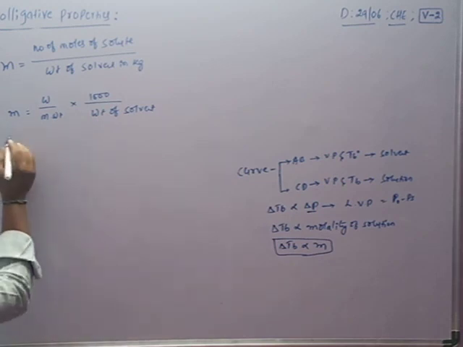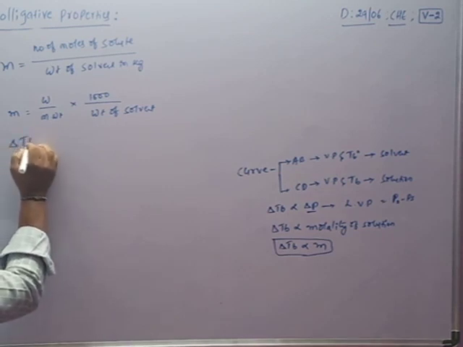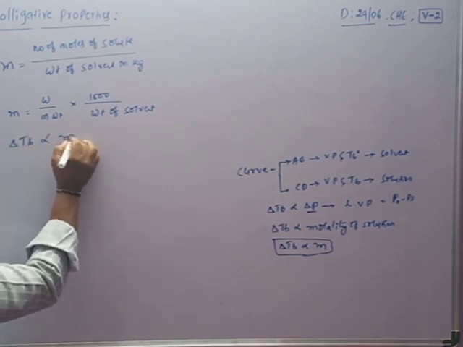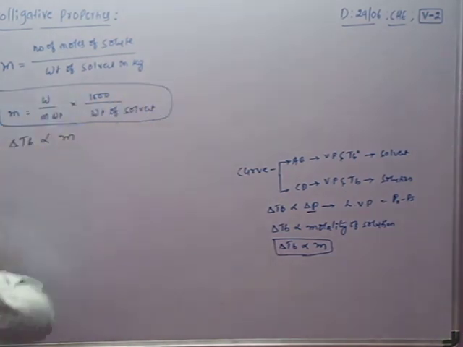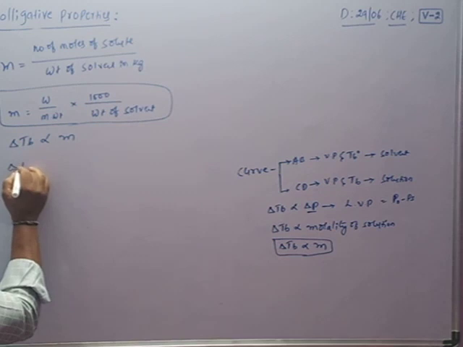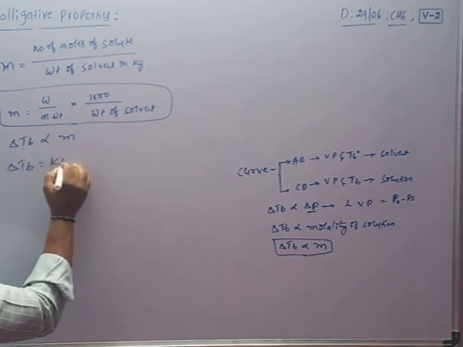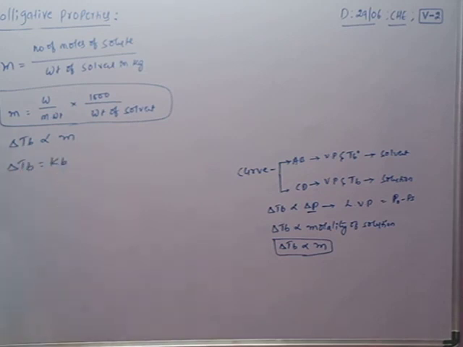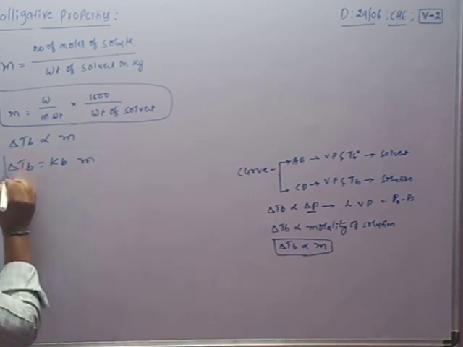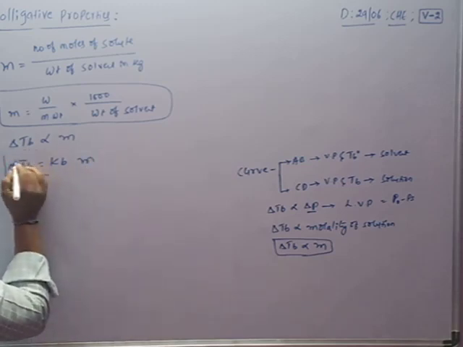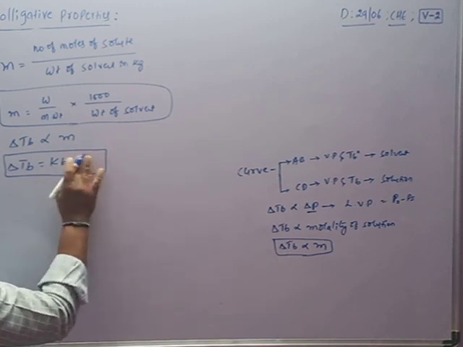Now, generally, the elevation in boiling point delta TB is directly proportional to m. Removing the proportionality, we add the proportionality constant. So delta TB equals KB into m, where KB is the molar elevation constant, also known as the ebullioscopic constant.